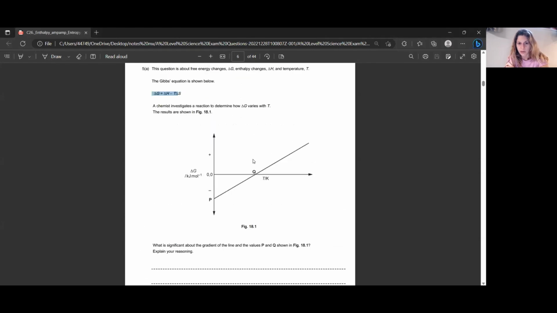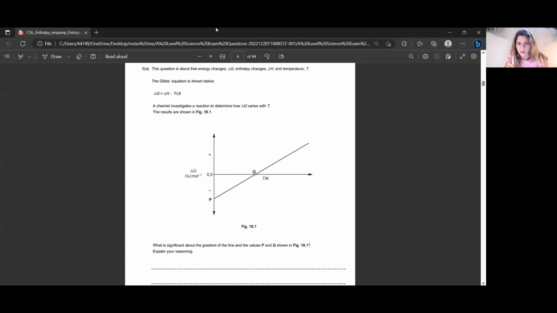If you want to try, you can stop the video and give the question a go, and then I could correct it. And this is for the Gibbs free energy. I haven't seen an equation where you have to plot it, but interpretation mostly.